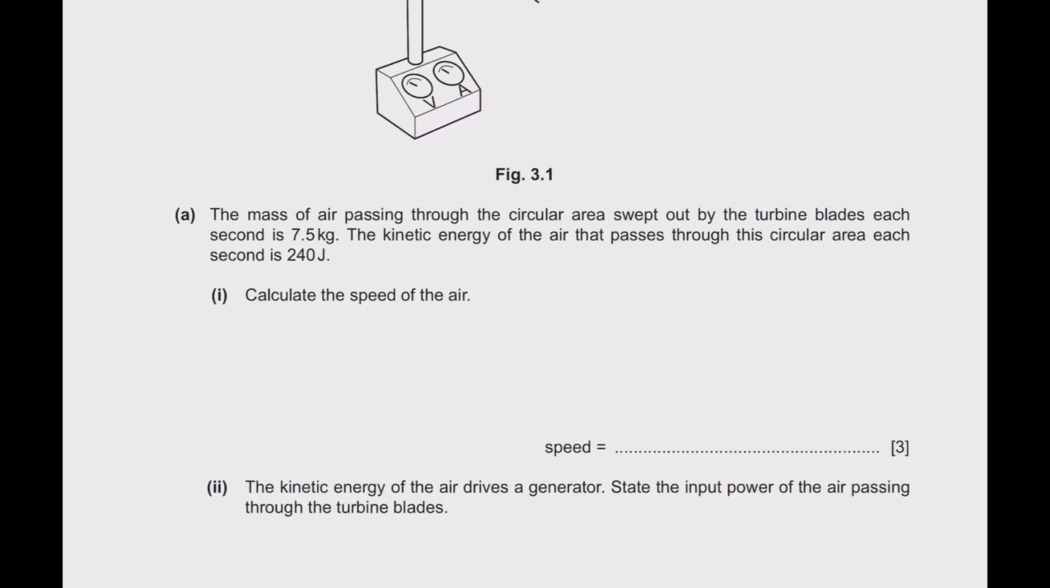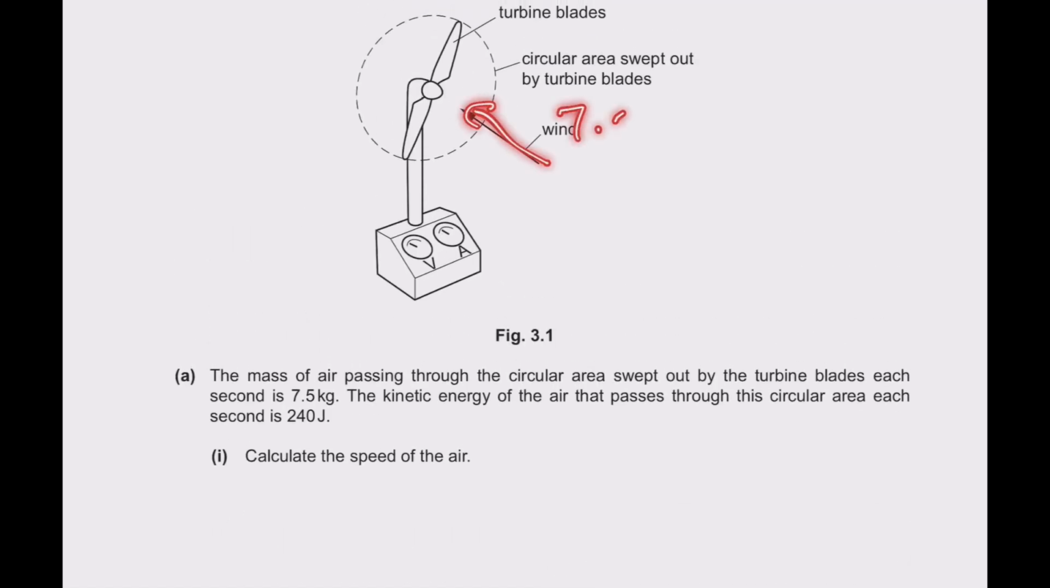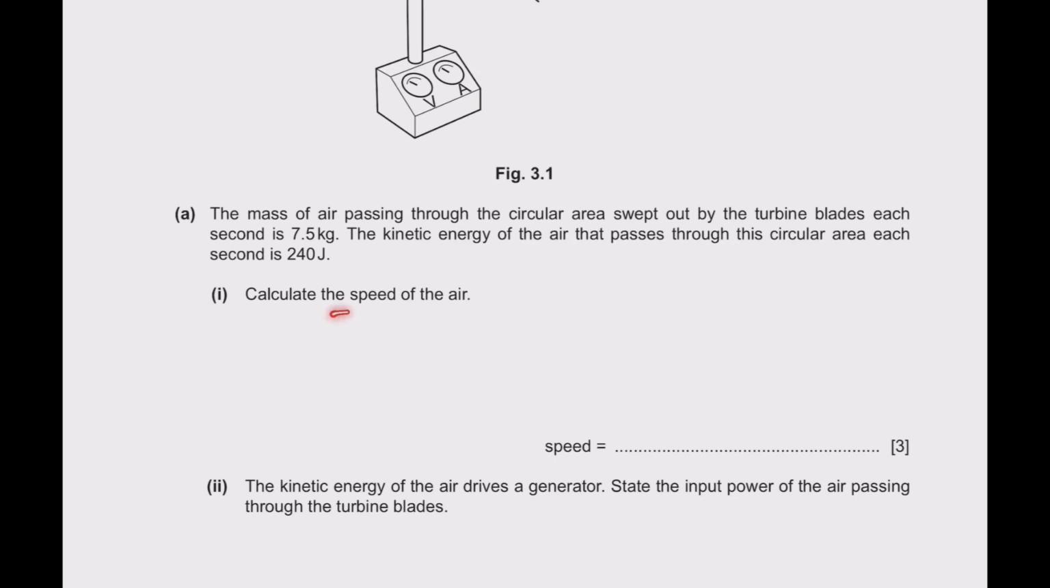Now question first: the mass of air passing through the circular area swept by the turbine blades each second is 7.5 kg. For example, each second 7.5 kg of mass is passing through this wind turbine. Find out the speed of the air if the kinetic energy that passes through the circular area each second is 240 joule. So in this question we have to calculate the speed, and we know that kinetic energy is equal to half mv square. Now each second the kinetic energy is 240 joule and half mass each second is 7.5 kg into v square.